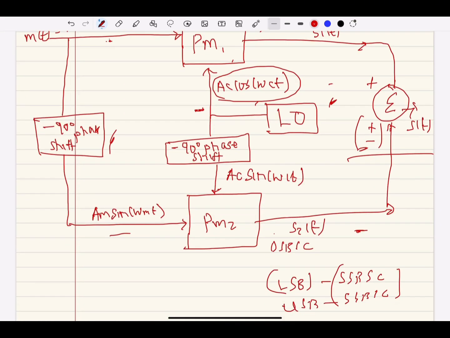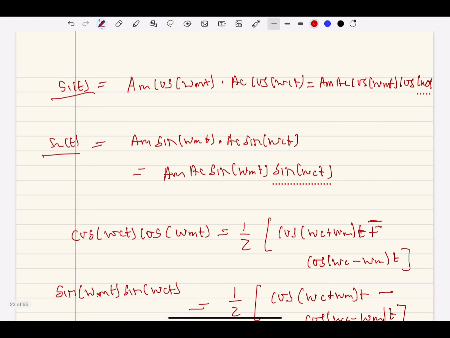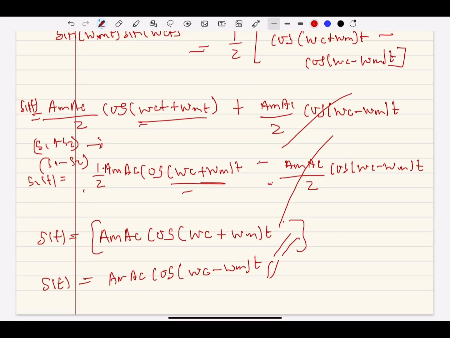So this is how you can use the phase discrimination method in generating a single sideband suppressed carrier signal. And all of them have a bandwidth equal to fm, which is the frequency of the modulating signal.